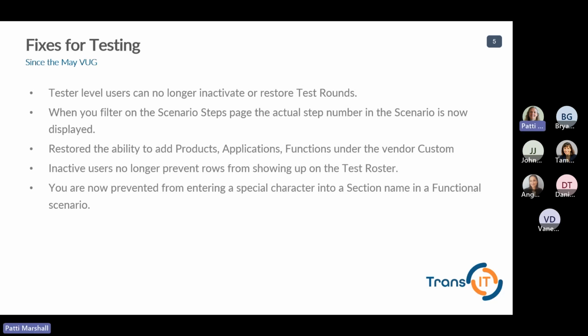In TransIT 4, there was a vendor called custom, and every client could add products, applications, and functions themselves under that custom vendor. That also went away in TransIT 4, and that's been restored.